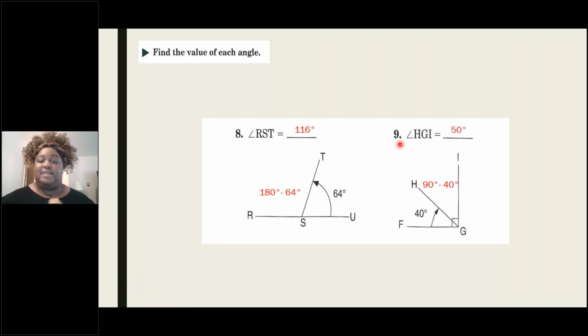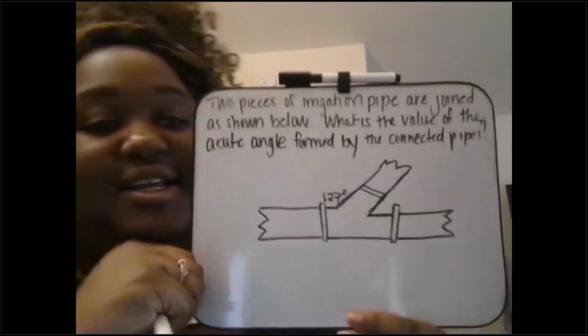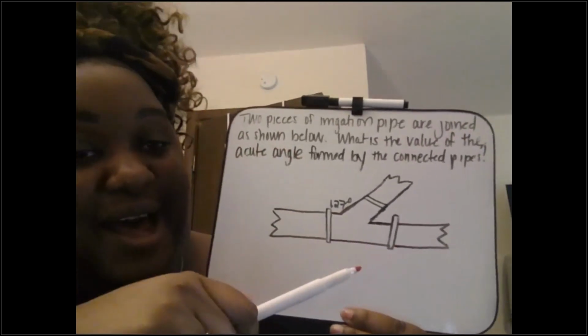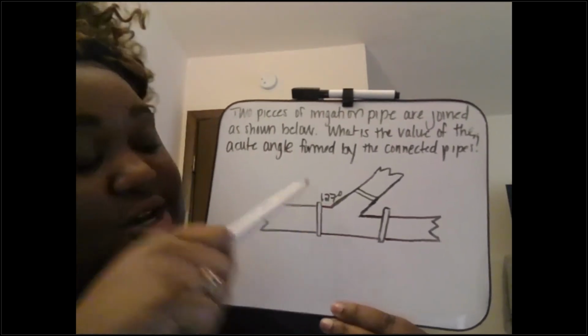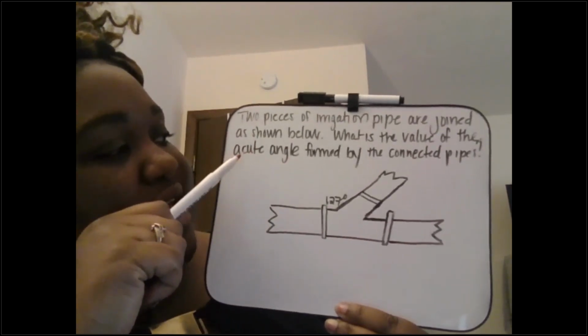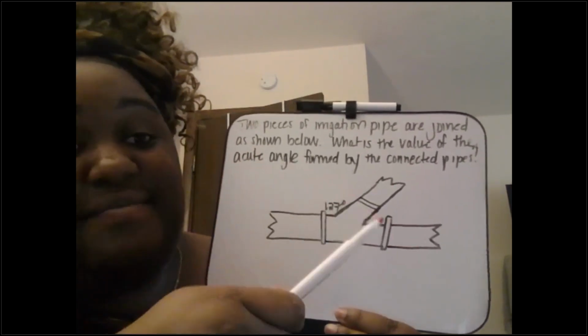Okay, so I'm going to stop sharing my screen again for a second because I have another problem, and this one is a word problem. I'm going to try my best to hold it up again. Excuse my drawing skills, I try to draw the best I can. There are two pieces of irrigation pipe that are joined as shown below. What is the value of the acute angle formed by the connected pipes?